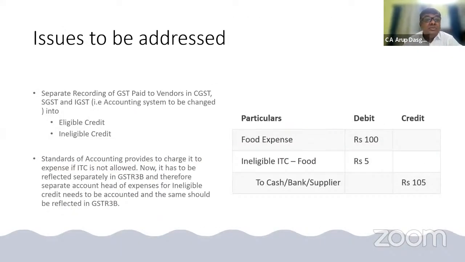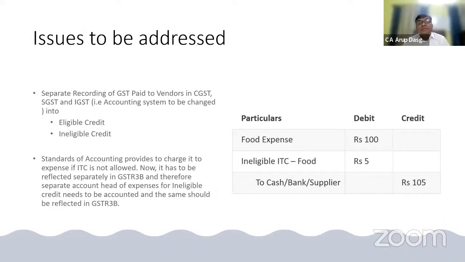So this is how it is. Now there is a question regarding accounting. In one of the seminars I went to, the participants asked me, sir, this is all fine, but how do we do the accounting? So I thought I should give some accounting also. What I have suggested is, let us book the expense. Say in August, let us book the expense as food expense 100 rupees, ineligible ITC 5 rupees, to cash, bank, supplier. So August we have shown this.